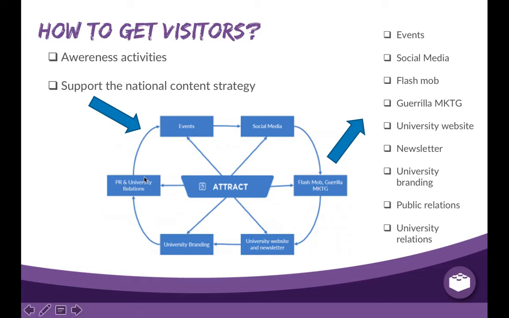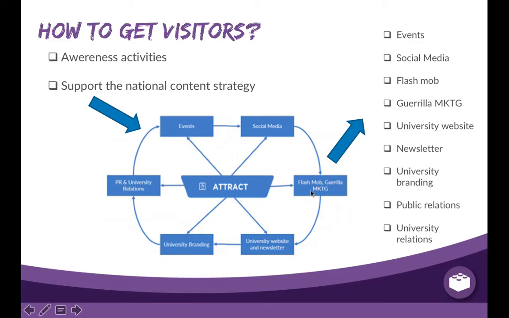PR and university relations. So, with PR, you can get a local newspaper to publish an article about Isaac. Or with university relations, you can get a professor to endorse us, to promote our opportunities to their students. Then university branding, which means putting flyers and posters around the campus, but it can be a lot of different things. You really can be creative on this one. University website and newsletter. So, for example, if there's a space for associations on your university website, you should be there. Or if your university is sending newsletters, you should ask them to have a space for Isaac inside of them.